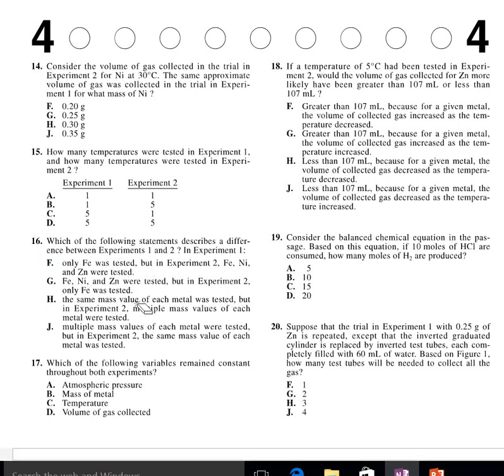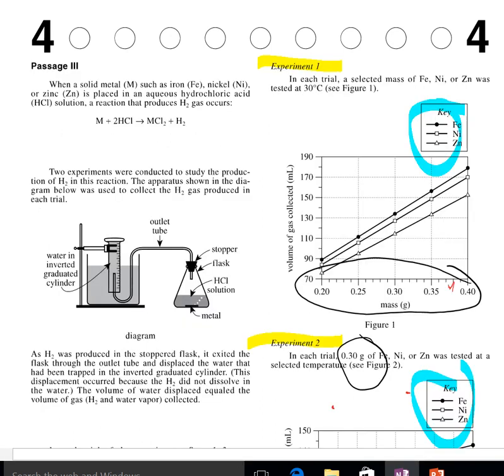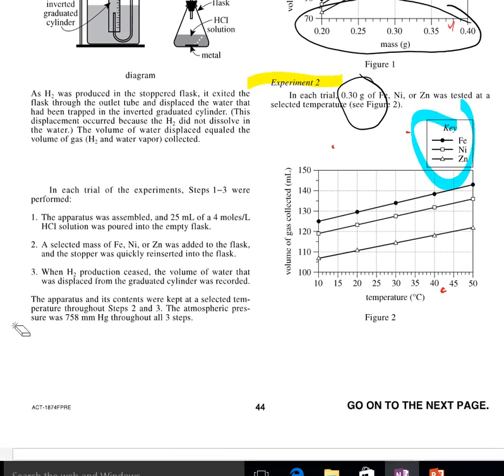Number 17. Which of the following variables remain constant throughout both experiments? That's where you had to do this little quick reading right down here.